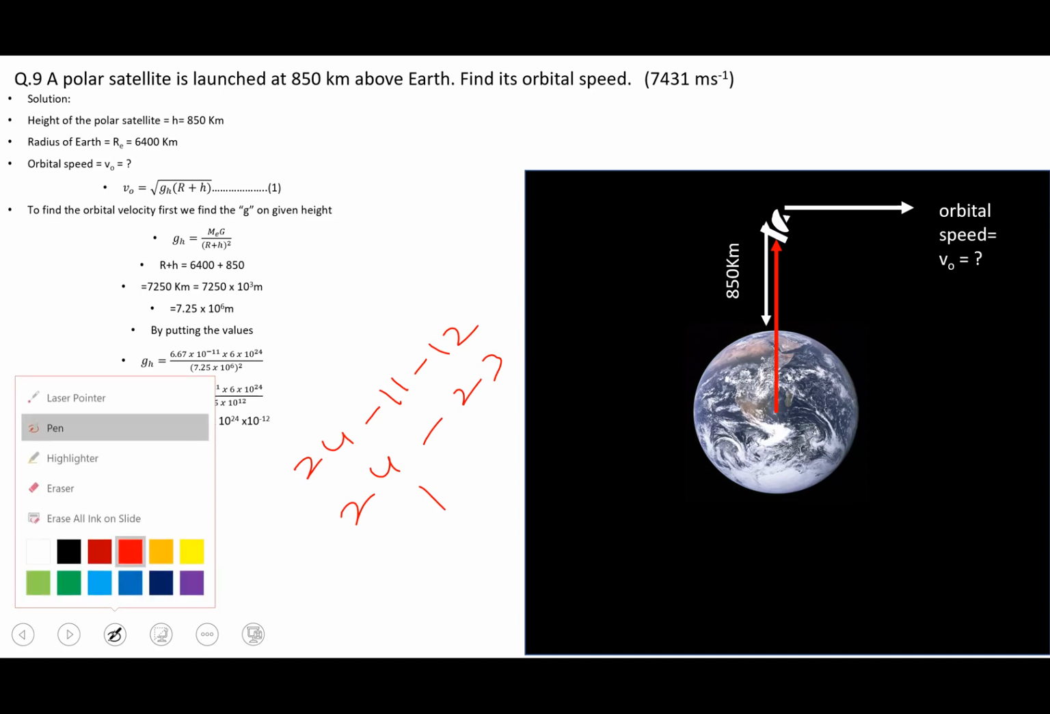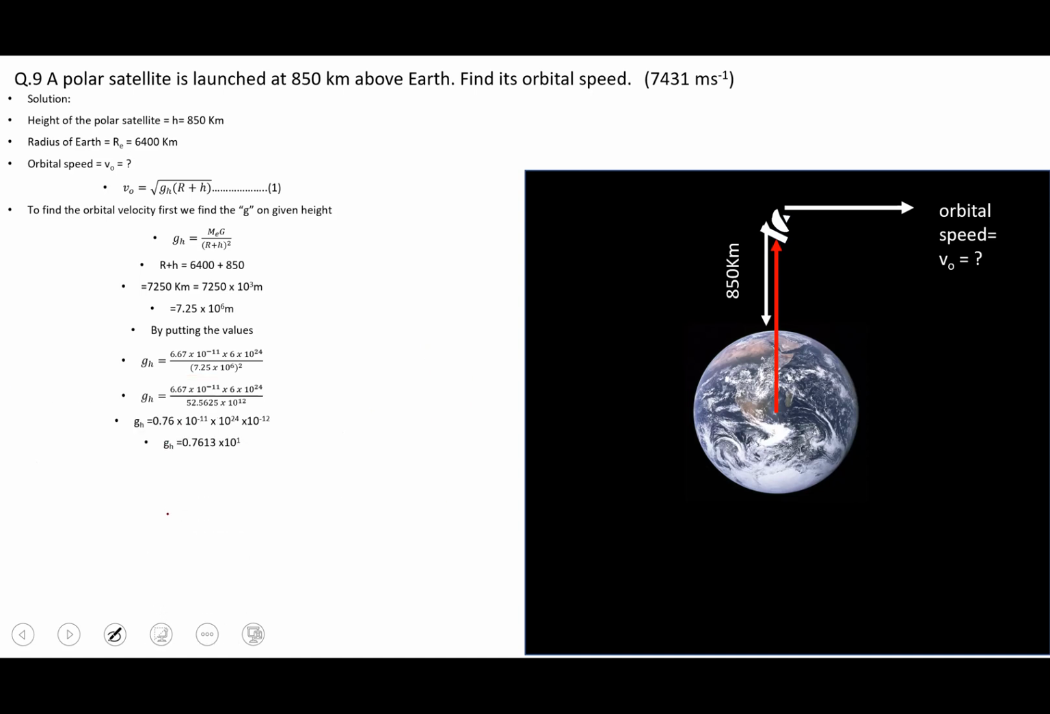So the value of G is 0.7613 into 10 to the power 1. When this 10 is multiplied with this value, the 0 is removed and the digit moves one place, so it becomes 7.613. Rounding off, 7.6. So the value of G at this point will be 7.6 meter per second squared.